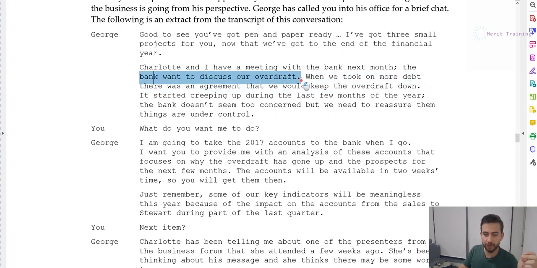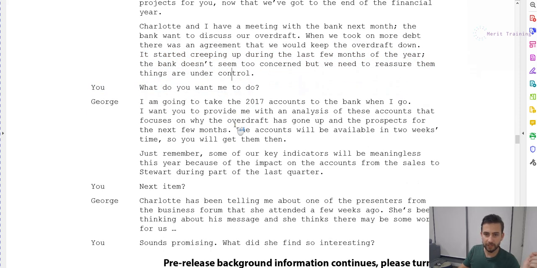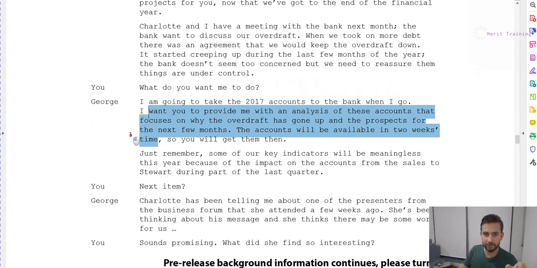Okay, so the first thing is the overdraft. We have a meeting with the bank wanting to discuss our overdraft. When we took on more debt, there was agreement that we would keep the overdraft down. If it starts creeping up, the bank doesn't seem to be concerned. So what do you want me to do? I'm going to take the 2017 accounts to the bank when I go. I want you to provide me with analysis of these accounts.